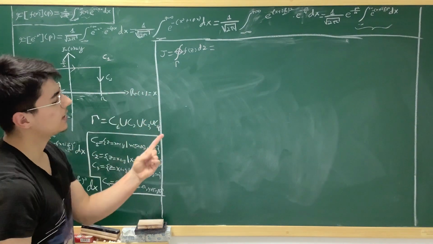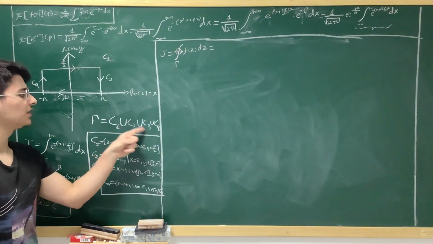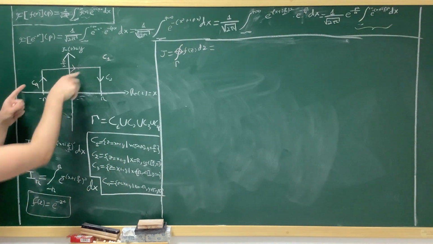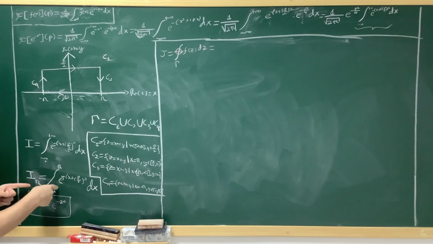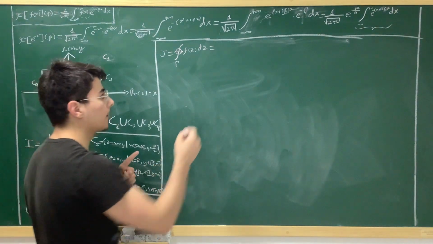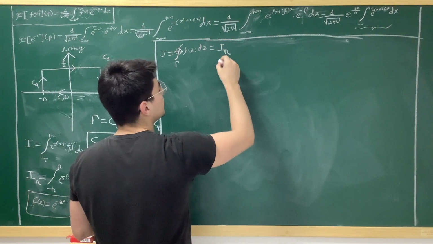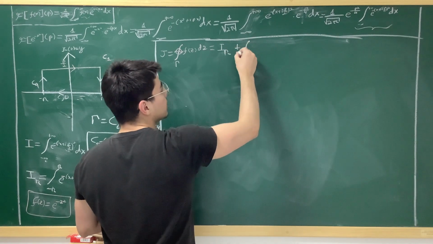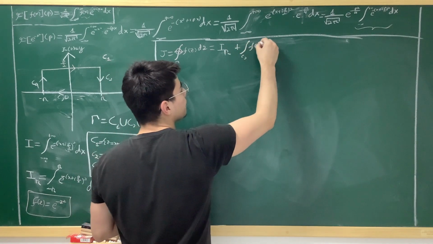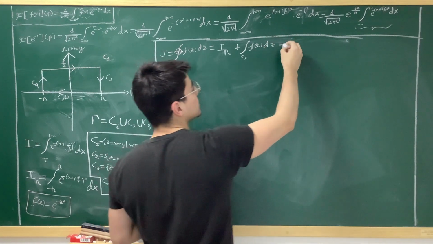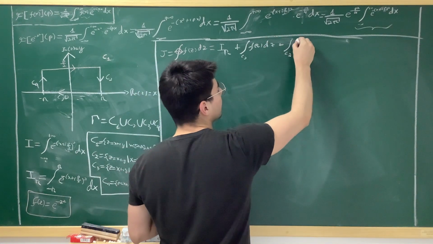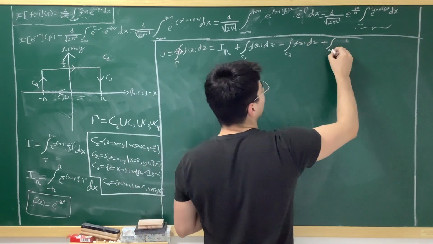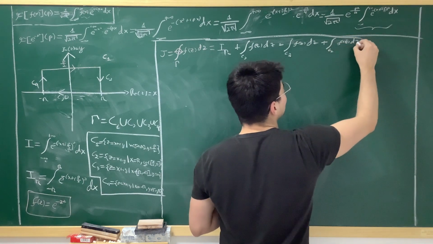So this integral is the sum of the integral over C1, the integral over C2, C3, C4. The integral over C1 is just this, because C1 is this curve right here. This is the integral over C1, so I'm just going to call this IR. This is just the integral over C1, plus the integral over C2 of my function, plus the integral over C3 of my function, plus the integral over C4 of my function, dc.